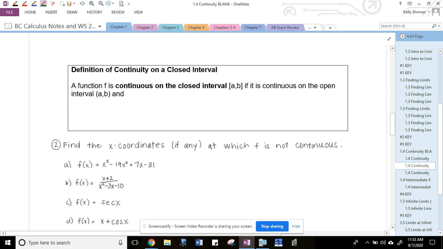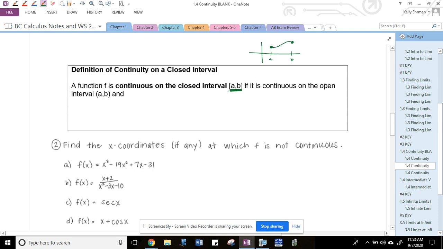Definition of continuity on a closed interval. So a closed interval just means now let's go ahead and include these endpoints. So let's sketch a little graph here. I'm going to do pretty much the same thing. Mark off an A and a B. The endpoints are going to be closed. And I'm going to just sketch a continuous function in there. So a function is continuous on the closed interval if it is continuous on the open interval. So it's continuous in the middle is all that's saying.